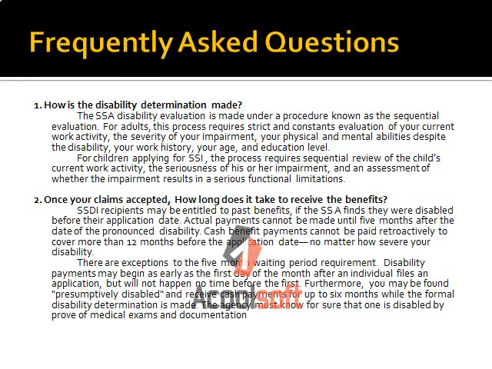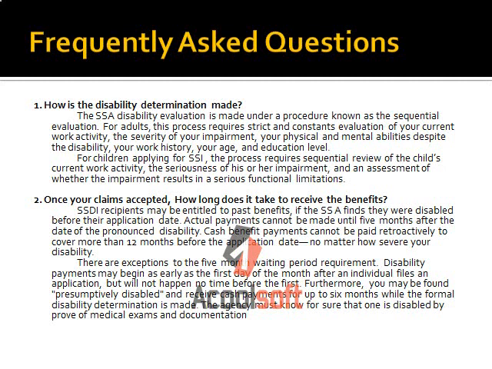Frequently asked questions. How is the disability determination made? The SSA disability evaluation is made under a procedure known as a sequential evaluation. For adults, this process requires strict and constant evaluation of your current work activity, the severity of your impairment, your physical and mental disability despite the disability, your work history, your age, and education level.